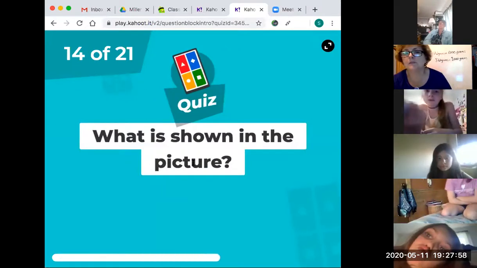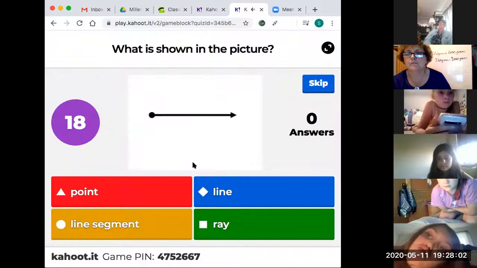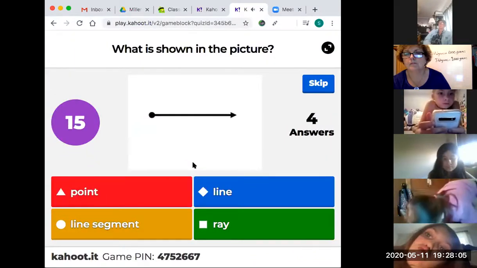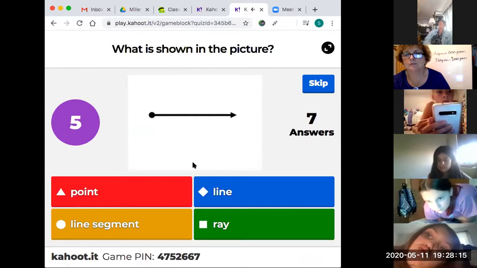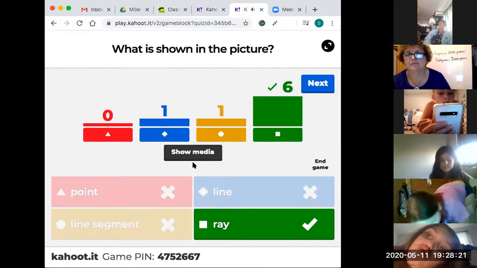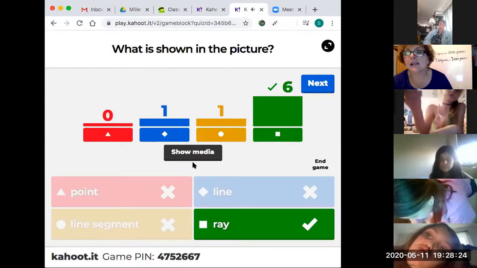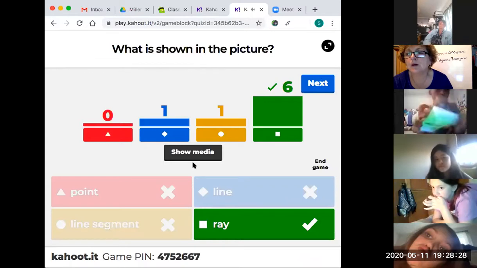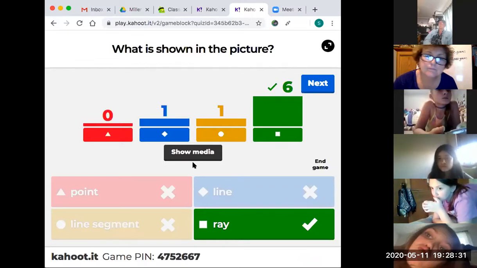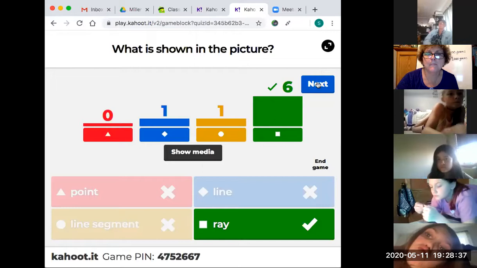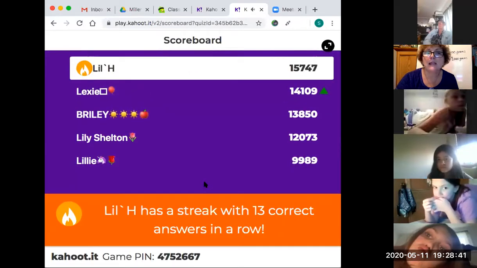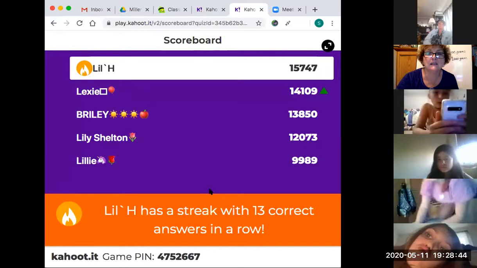14. What is shown in this picture? Look at the picture. All right, Ray is correct. It had a beginning and no end. Manny's little brother, leave him alone. Okay, it had a beginning and no end, so it's a Ray. Oh, Lexi has taken over second place. Good job, Lexi.